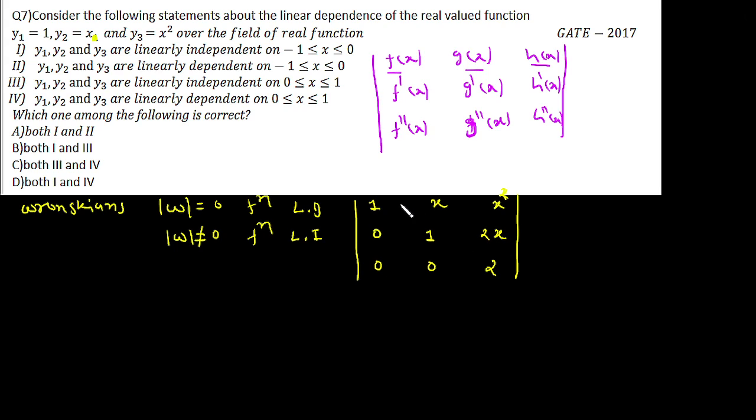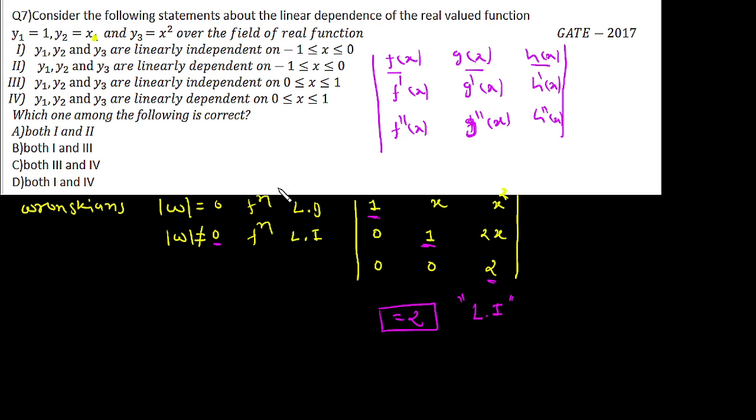So let's find the determinant. Now you can see it is an upper triangular matrix. So the determinant is just the multiplication of the diagonal elements, which are 1, 1 and 2. So the determinant of this matrix will be 2. So we are getting a non-zero determinant. So it means these three functions, 1, x, and x square, are always linearly independent.